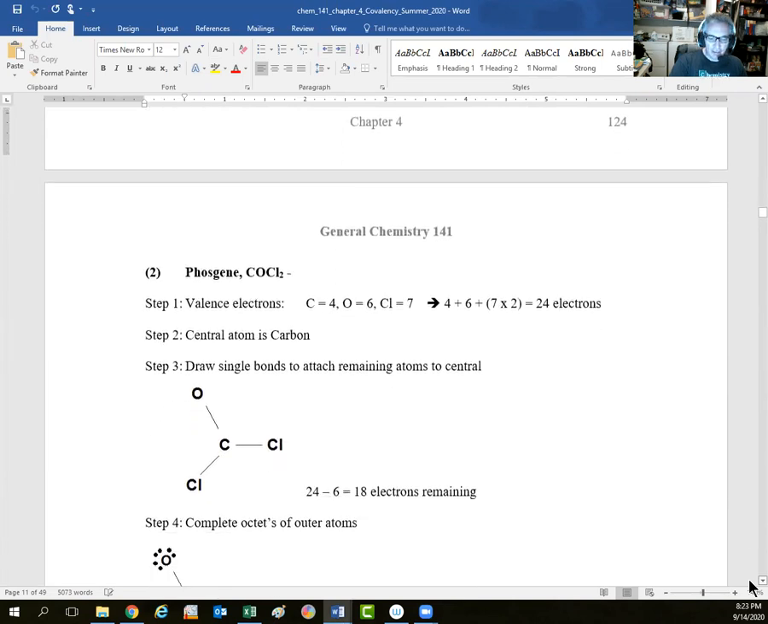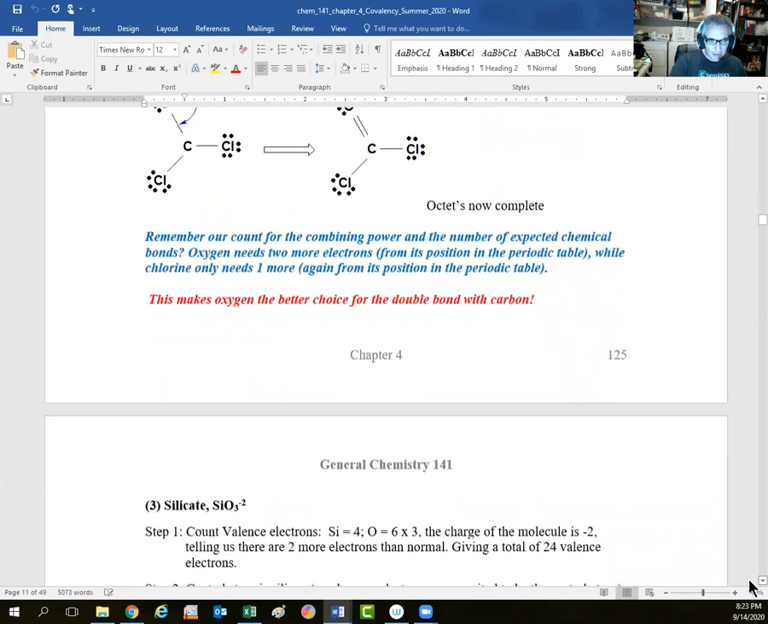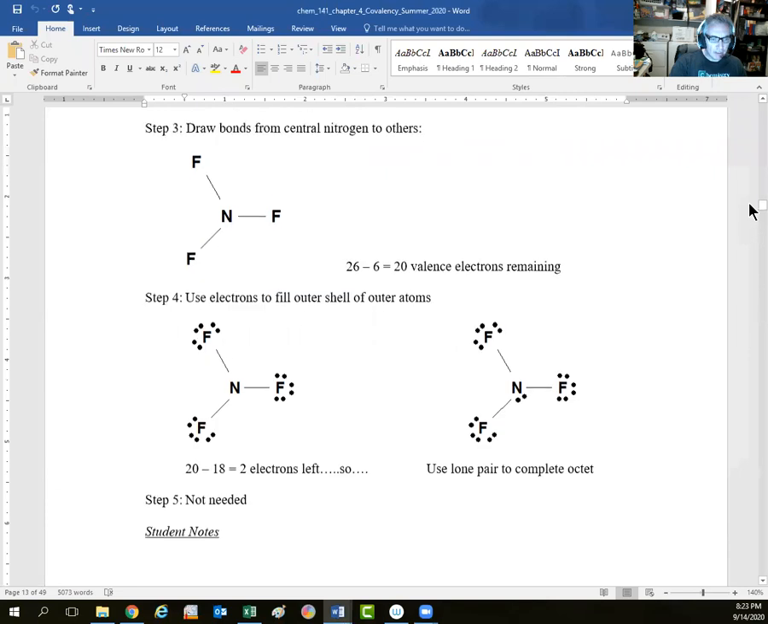Take a look at another. We might make this one our last one for tonight. Let me just take a peek. Yep, I definitely didn't do silicate today. So we'll leave that for Wednesday.